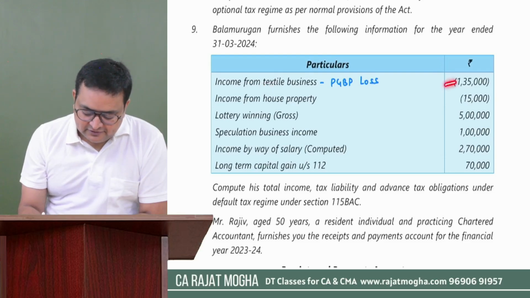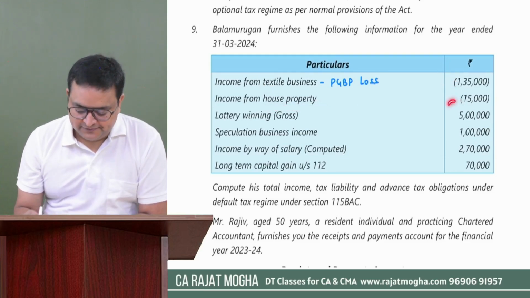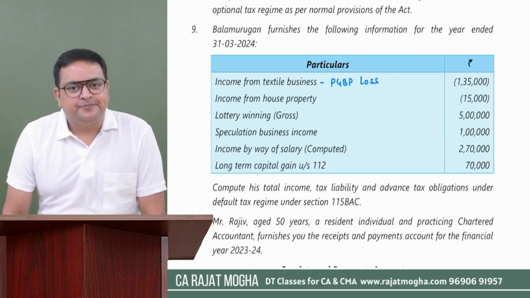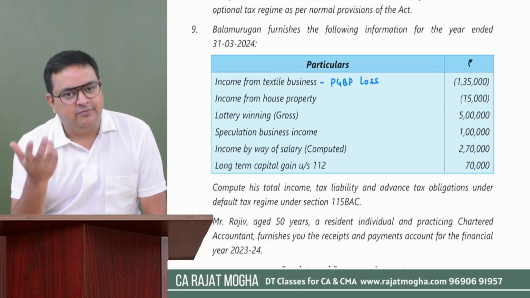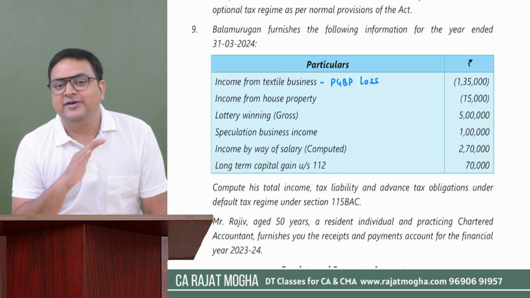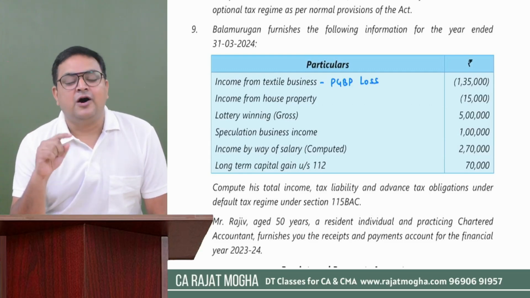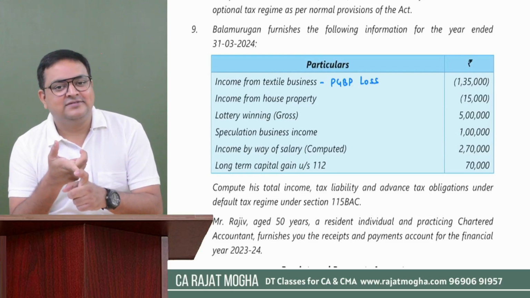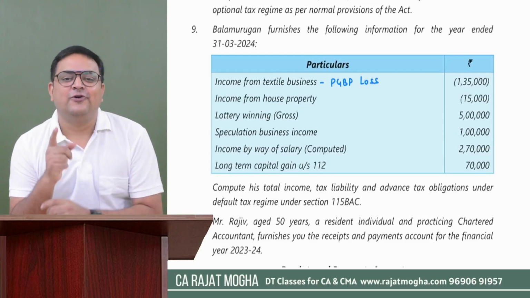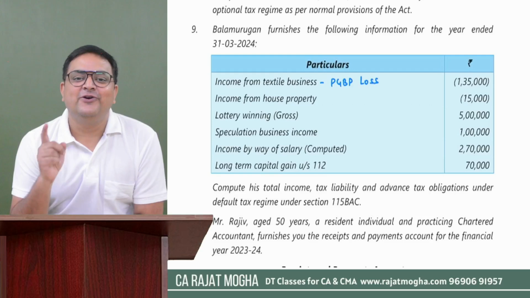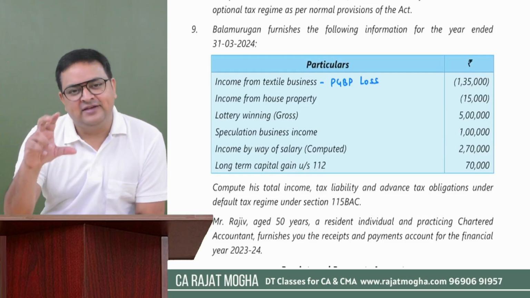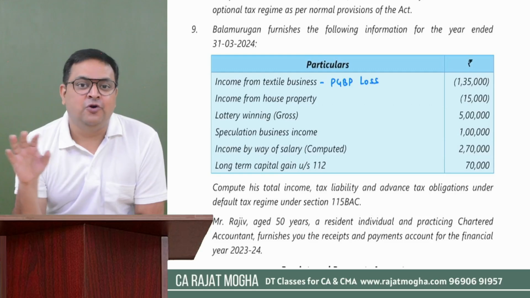Income from textile business is a loss. Income from house property, 15,000, is a loss. Tell me, can a house property loss be set off from any head? Of course, apart from casual income, because from casual income we cannot set off anything. But can a house property loss be set off from any head? The answer is yes, if you are following the optional tax regime. If you are following the optional tax regime, house property loss can be set off from other heads to the extent of 2 lakh rupees. This we all know.